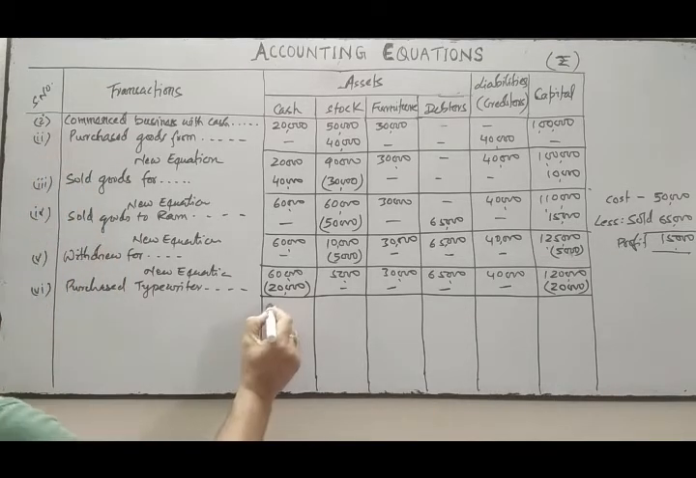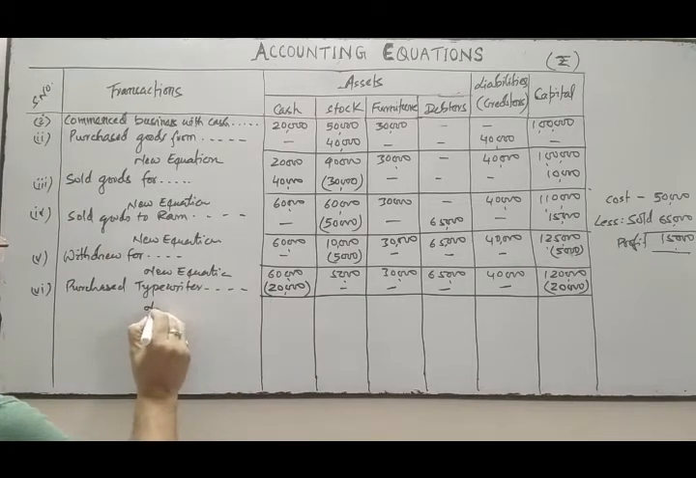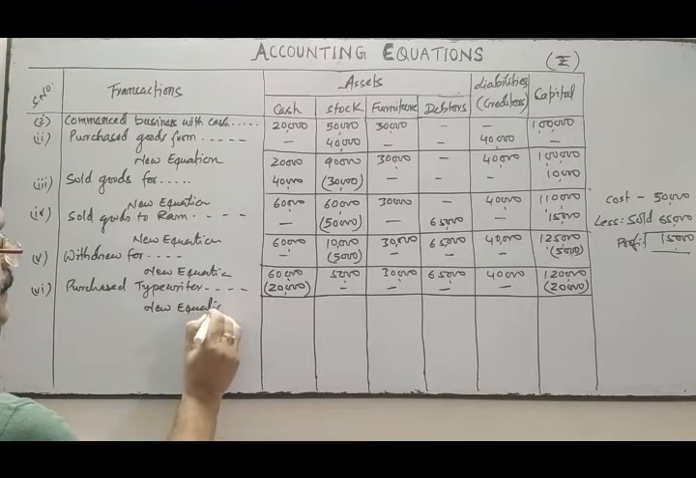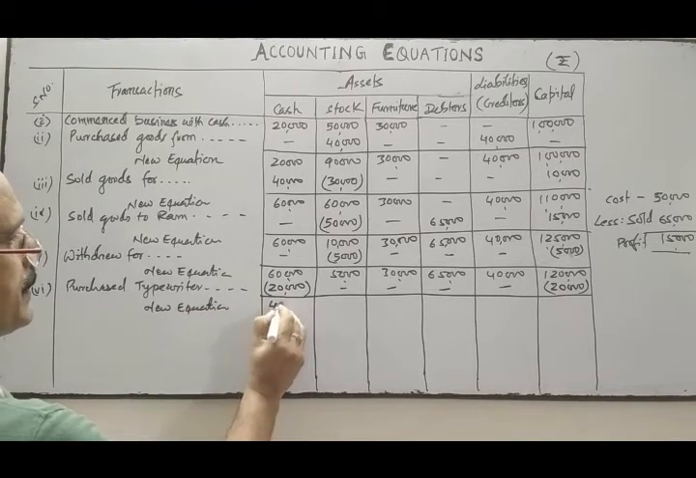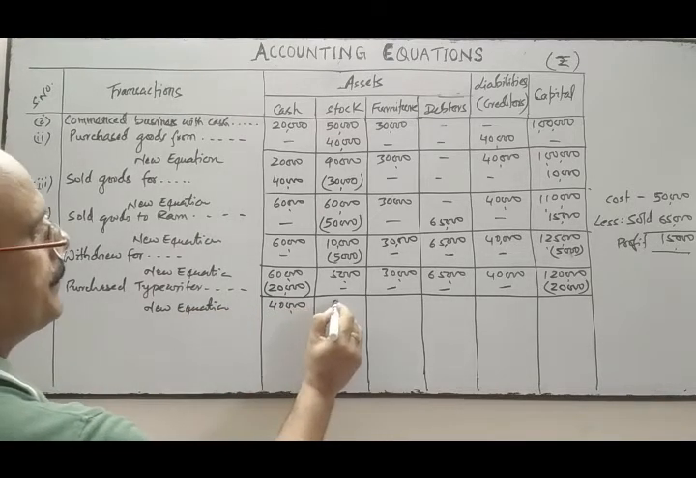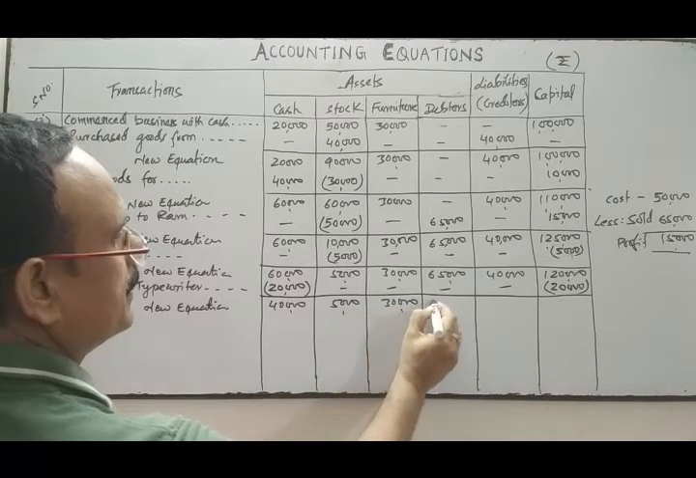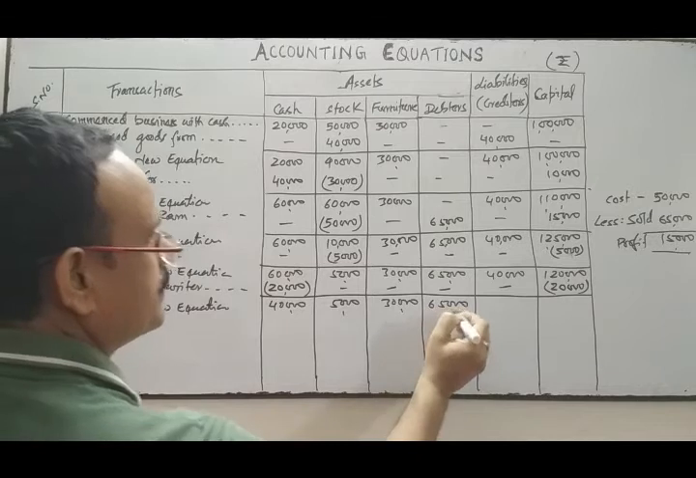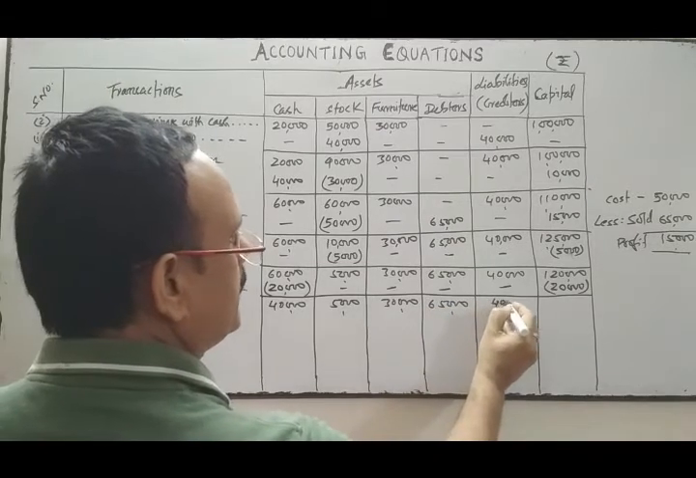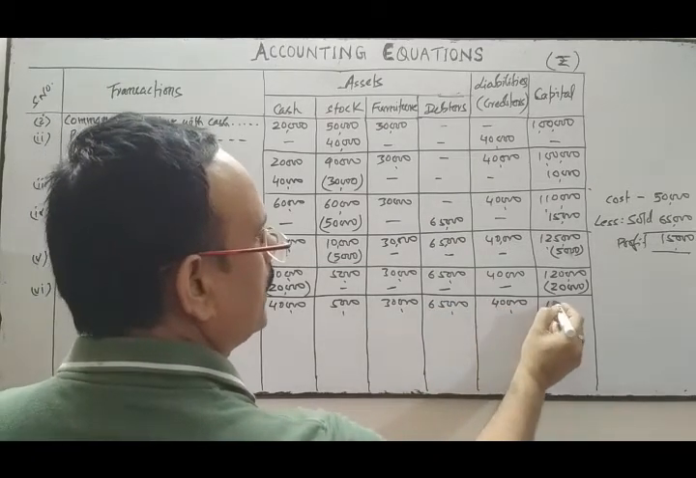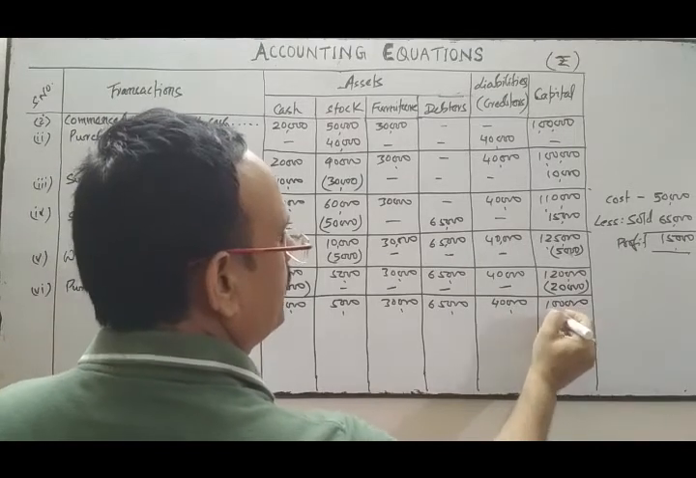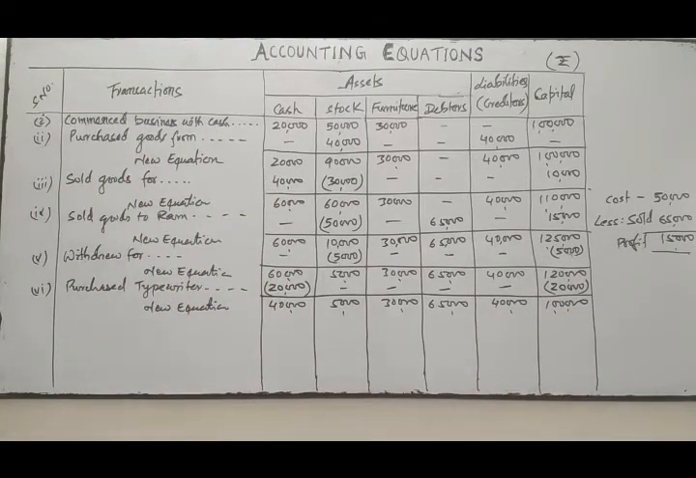Okay, so the new equation after the sixth transaction is: 40,000 cash, 5,000 is your stock, 30,000 is your furniture, 65 is your debtors, 40 is your creditors, and 1 lakh is your capital after deduction of 20.